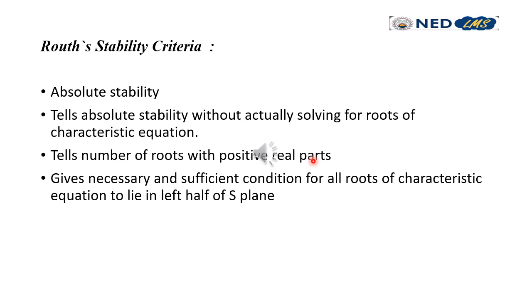As we know, for higher order systems, for example a 22nd order system, it will be difficult to find the roots of the characteristic equation. So it is desirable to have a method in which we can find the absolute stability of the system without actually solving for the roots of the characteristic equation. So this method gives us the stability without solving roots.